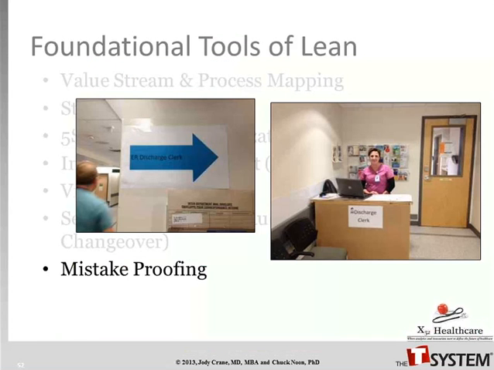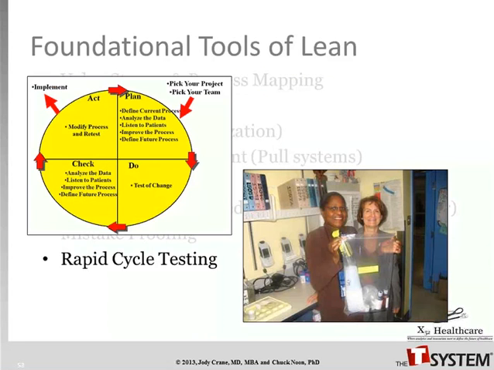And then this whole concept of mistake proofing: signs and systems that prevent things from happening that you don't want to happen. This discharge desk is a great example of preventing a patient from walking out either before they're registered or before their treatment's been completed.